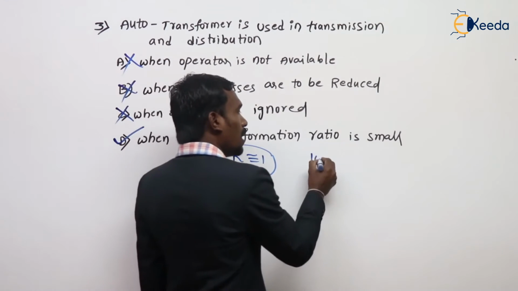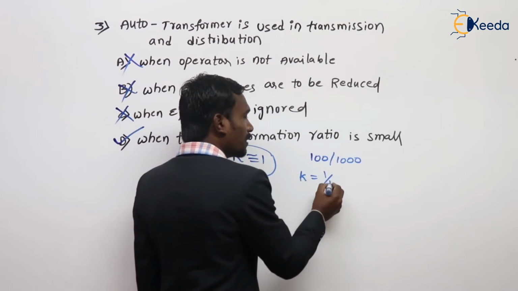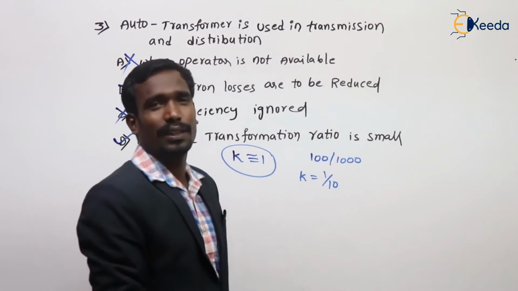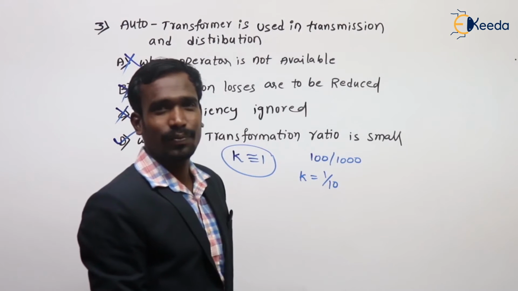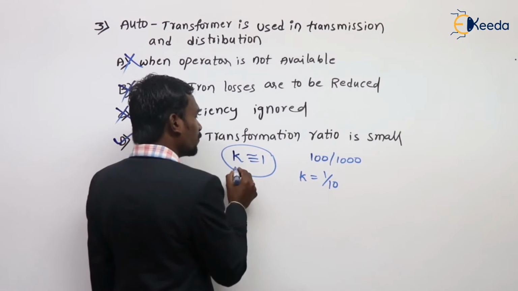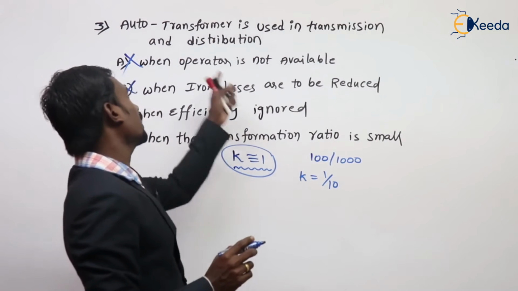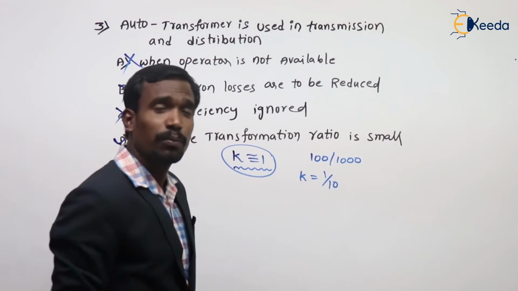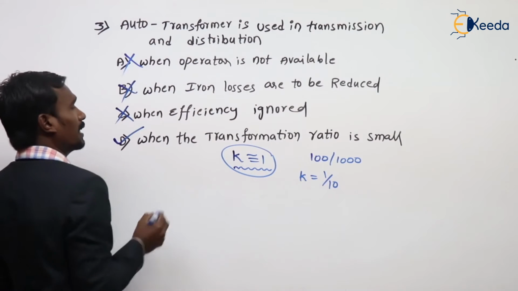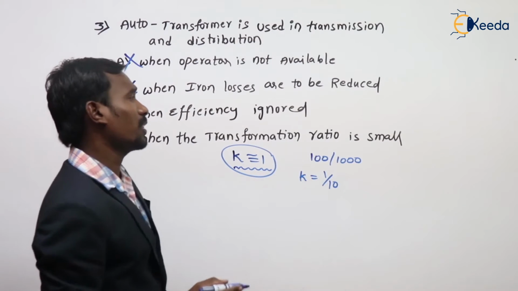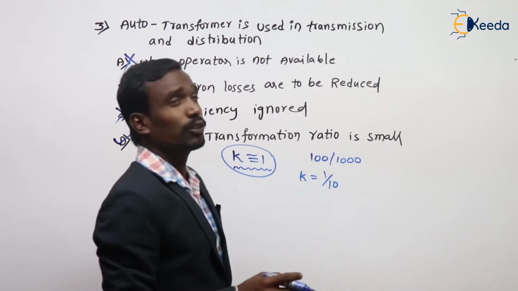For example, 100 by 1000 volts, then the transformation ratio is 1 by 10. This is not 10 by 1, because I said LV by HV. Like that, when the transformation ratio is nearly equal to 1, then only auto transformers are preferable. I said already, that's why the last one is the correct answer. When the transformation ratio is small, at that condition we can use an auto transformer.